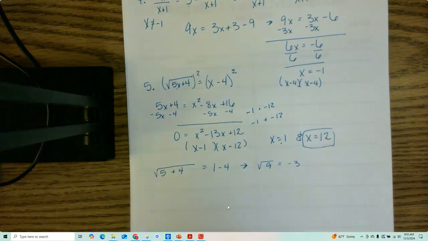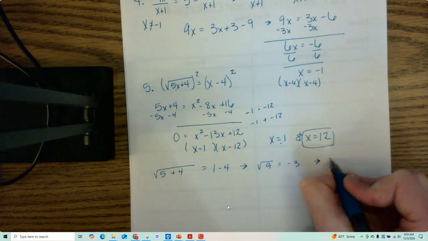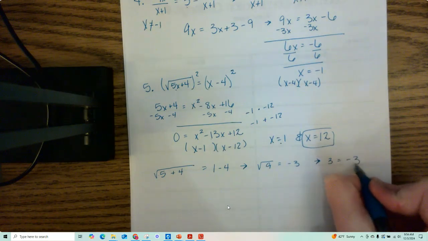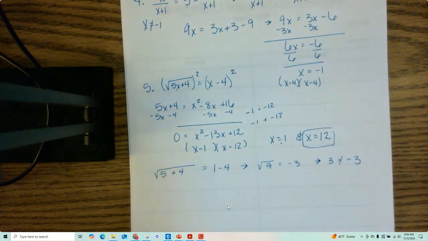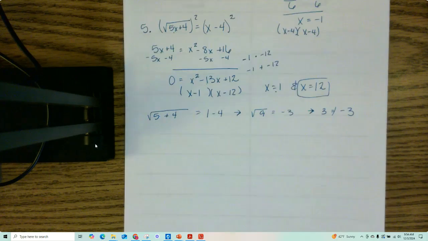Because it doesn't make the solution true, because the square root of 9 is 3, and 3 does not equal negative 3. So you have to check your solution. The only solution there is 12. You have to make sure it makes it true. I don't know that I agree with that.